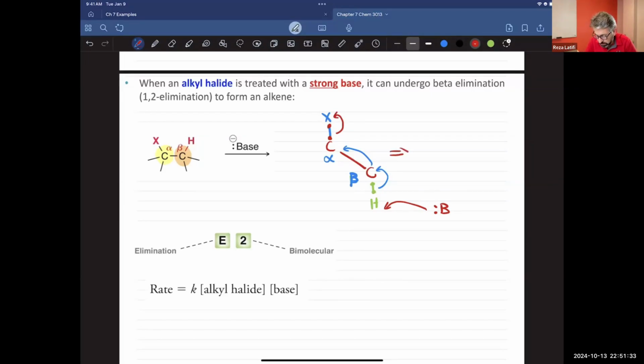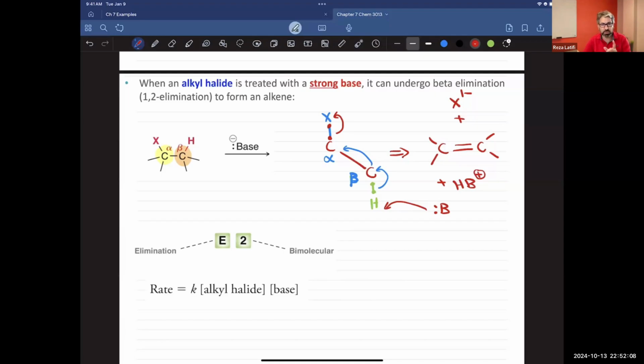So what do we get? The output of this is a double bond between the 2 carbons, and we also have X with a negative charge. We got an alkene, of course, with whatever substituents it has. Plus, we have the base, which is now attached to hydrogen, so it is going to have a positive charge. And this reaction, we call elimination.